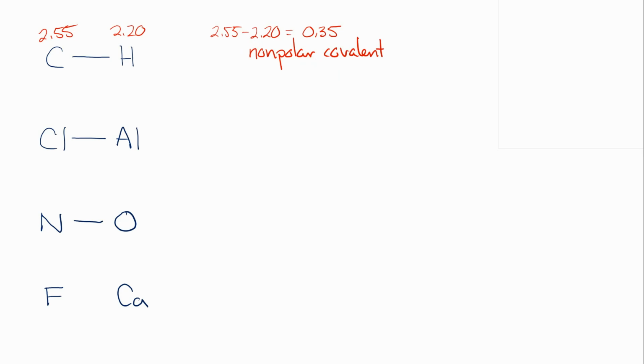When we go to this next one, the chlorine has an electronegativity of 3.16. I'm just getting this number out of that periodic table. And aluminum has 1.61. So I take the larger, 3.16, minus the smaller, 1.61. And I get a difference in electronegativity, in this case of 1.55. That falls in that range of 0.4 to just under 2 for polar covalent bonds.